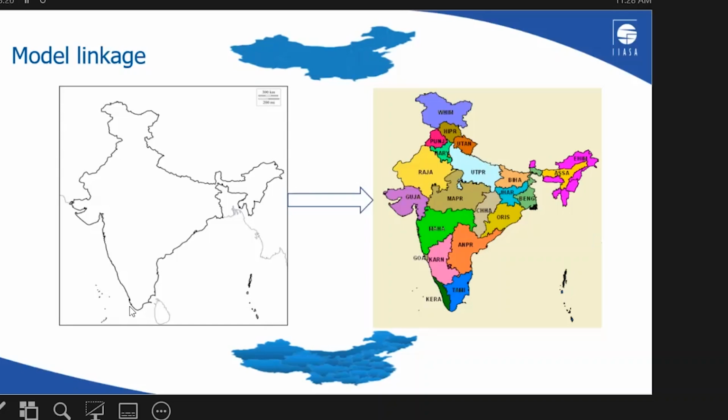We get the national level data and downscale at the subnational level. In China, we have 32 regions. So they provide us the national level data and we divide it at the regional level or provincial level.